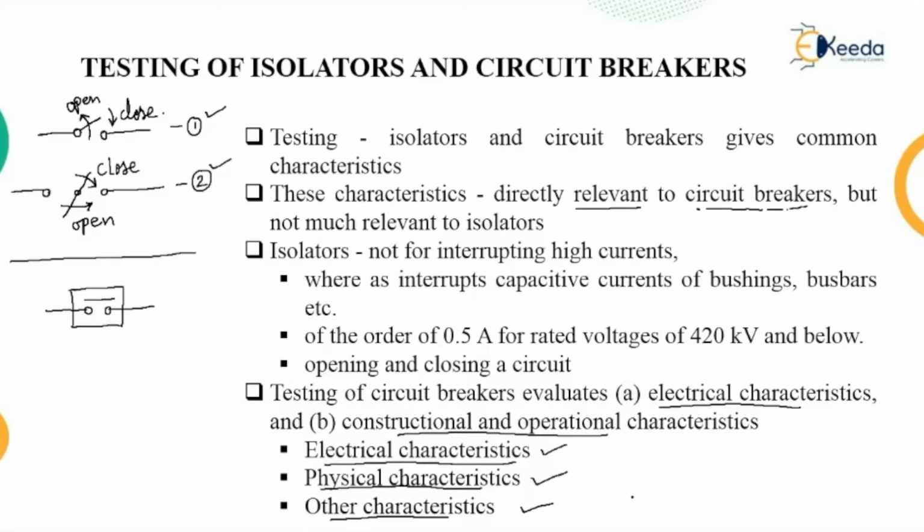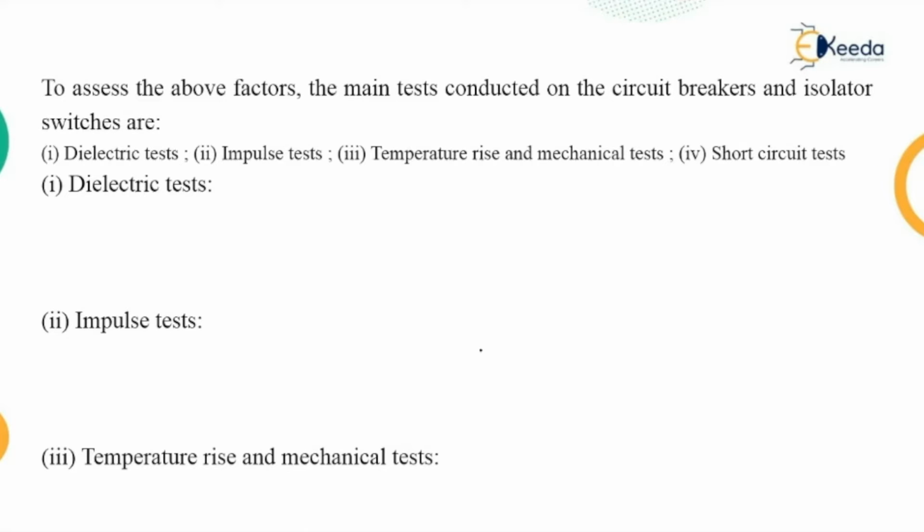Now, to assess these above factors, the main tests which are conducted on circuit breakers and isolator switches are: first, the dielectric test, then the impulse test, the temperature rise and mechanical test, and the short circuit test. Now, these tests are studied in detail, starting with the first test, that is the dielectric test.